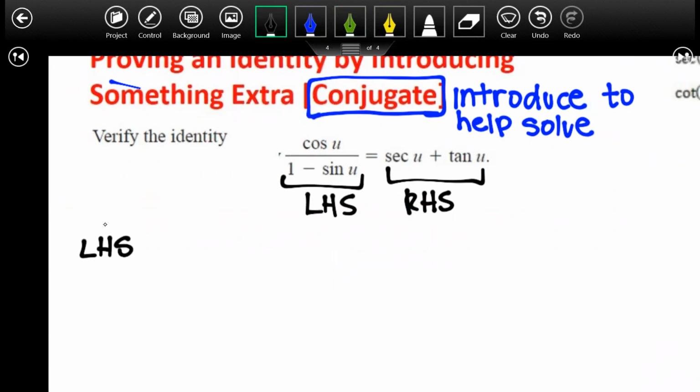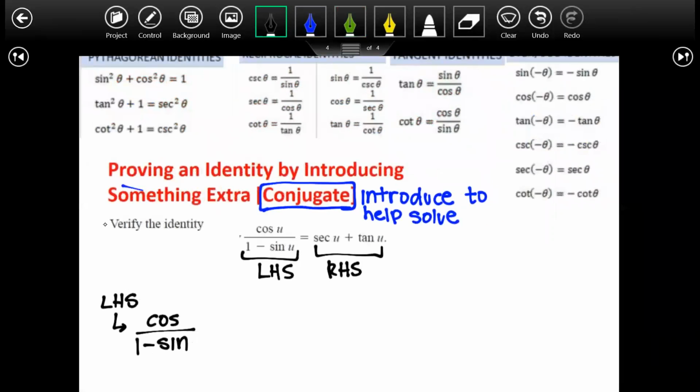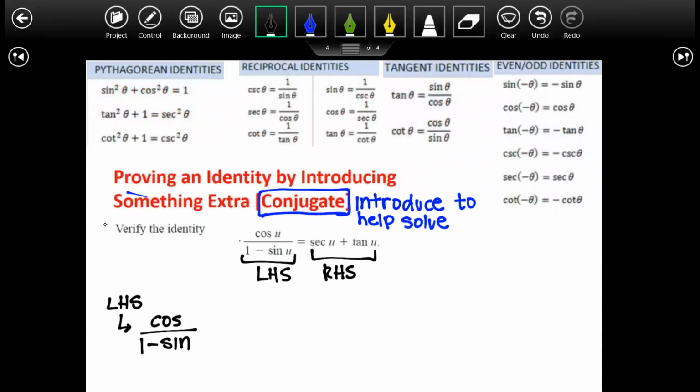Left-hand side, this is cosine over 1 minus sine. Now, the question that you want to ask yourself is, is there anything that I can convert? Look at your trig sheet. Is there anything in there that I can convert the top or bottom to, to help us solve? It's not sine squared, right? But if I can convert it to 1 minus sine, that would help me. But in this case, I don't have anything.